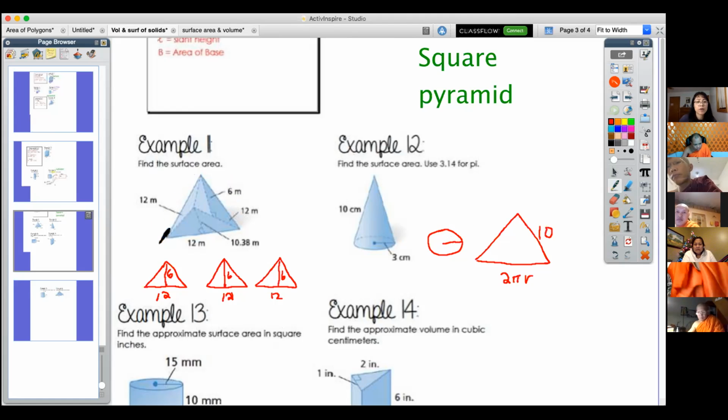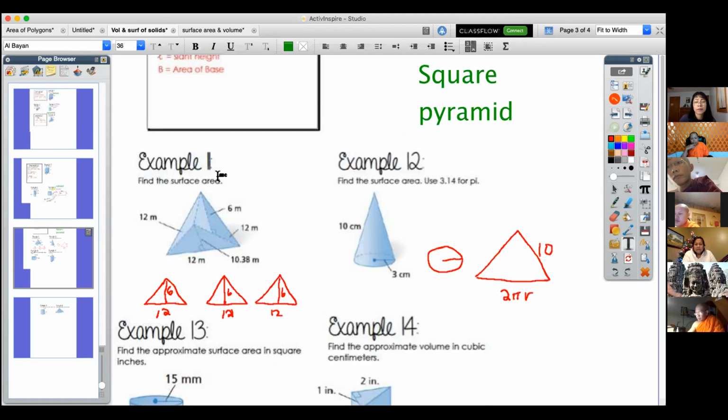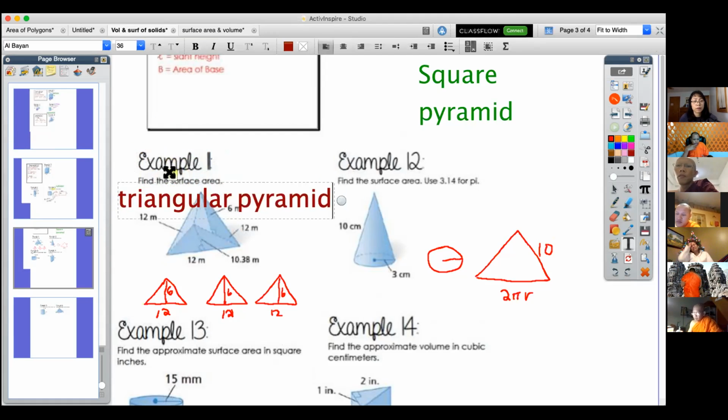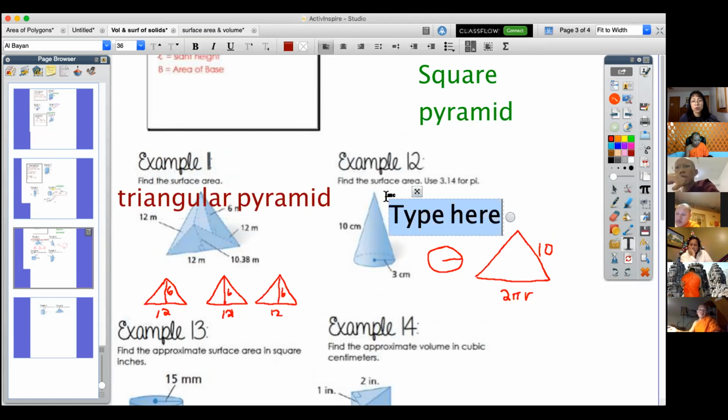This is a triangular pyramid. Okay, because the base is a triangle, so it's a triangular pyramid. Triangular pyramid here. This one is a cone. Ice cream cone.